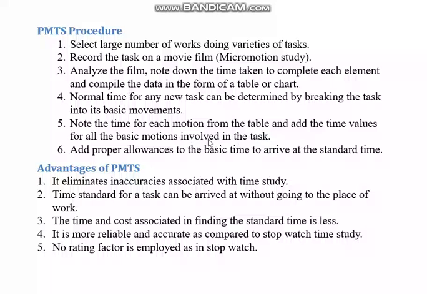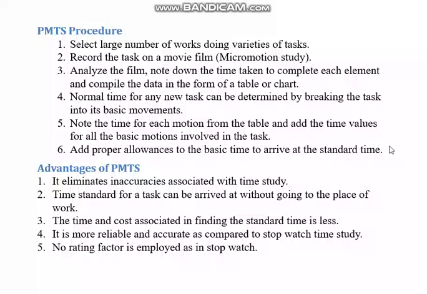From the table you note the time for each motion and add the time values for all the basic motions involved in the task. So by adding all these things, what you are getting is the normal time or the basic time. Once the basic time is got, you add allowances to that basic time, and then you will arrive at the standard time.